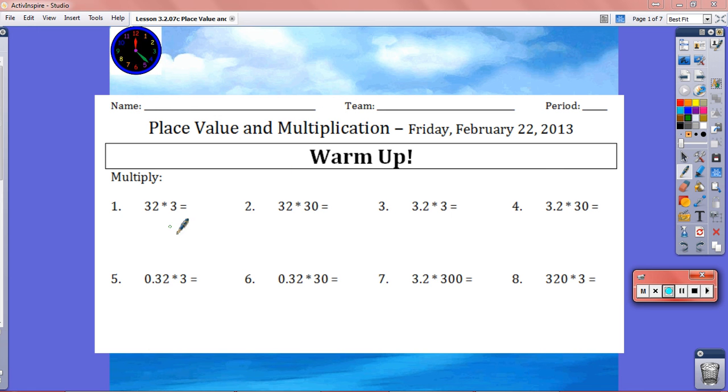So the warm-up, I just had them complete, and then we called out answers, put up all the answers, and looked at some of the patterns that we found. So 32 times 3 is 96.